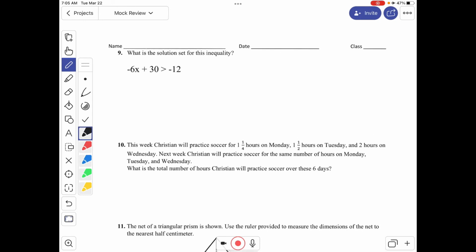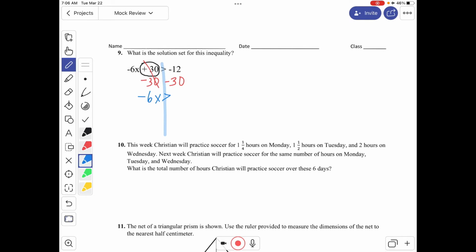Number 9. What is the solution set for this inequality? Just like we did before, we're going to do the opposite, and we take the opposite of the constant first. So the opposite of plus 30 is minus 30. That makes those cancel. And the negative 6x comes straight down. The inequality symbol comes straight down. And this is negative 12 and negative 30.